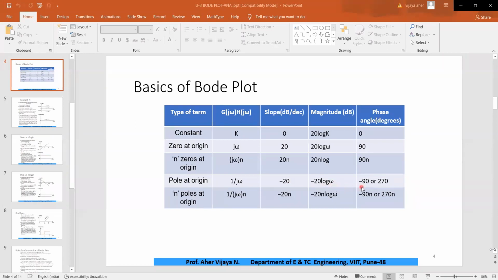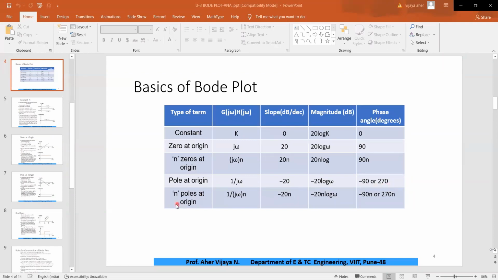Now coming to phase angle. So for pole at origin, phase angle is 90 degree with minus sign. That you have to remember. Phase angle is minus 90 degree, or you can write in other way, minus 90 degree is nothing but 270 degree, right? 270 degree.